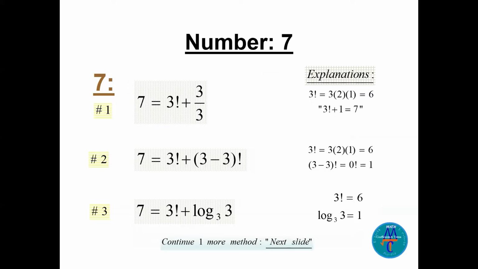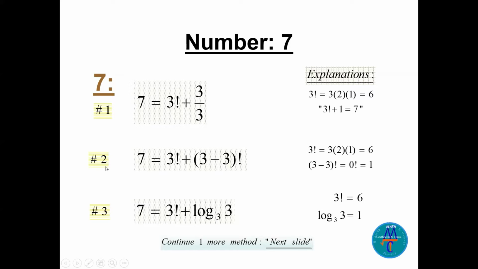So let's start directly with 7. I put here 4 ways of writing 7. 7, I can write 3 factorial plus 3 over 3. Now 3 over 3 is 1, and 3 factorial, I put it here in the explanations. 3 factorial will be 3 times 2 times 1, which is 6. So 6 plus 1, that's 7.